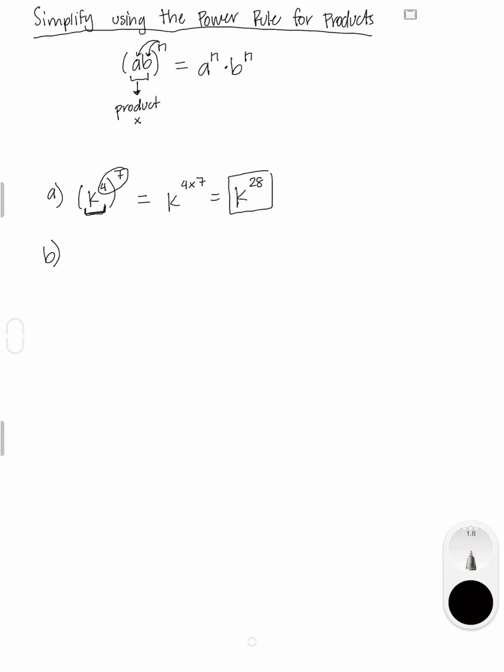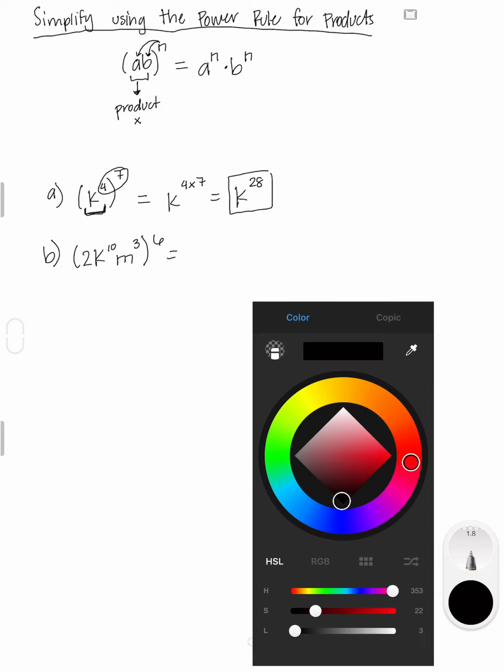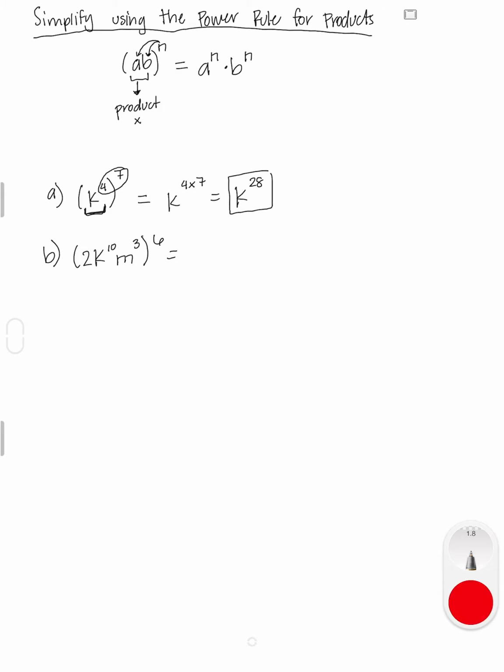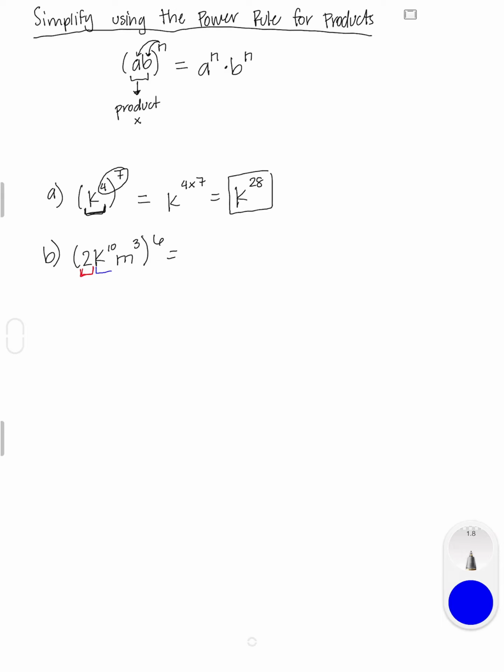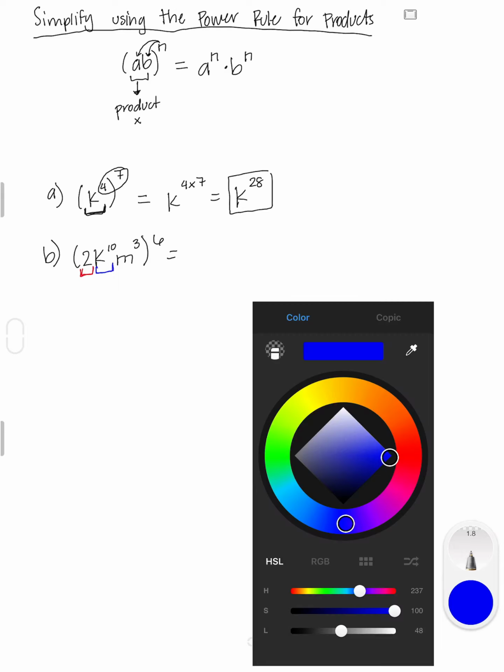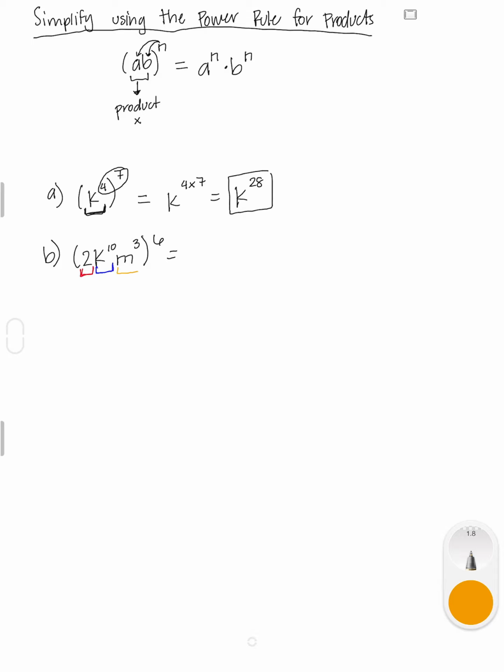For the next one, we're going to have 2k to the 10th times m to the 3rd power and then to the 6th. Now in this one, we do notice that we have three different values inside. So we have the numerical value, which is 2, right? We have the value in the middle, which is k to the 10th, right? And then we have the last one, which is m to the 3rd.